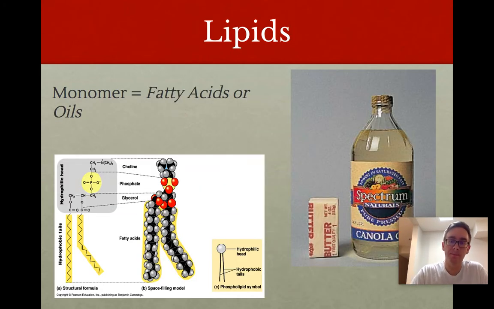Lipids, all right? Lipids are made up of the monomer of fatty acids or oils. There's kind of a broad category with these. One of the main examples of these are something called phospholipids. They are the molecule that makes up the outer layer of your cell, which we'll talk more about with the cell membrane. The way they work is very, very important.